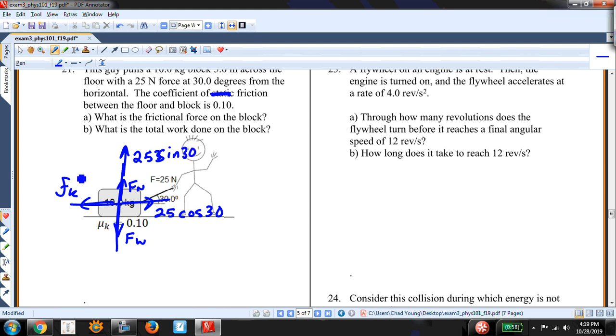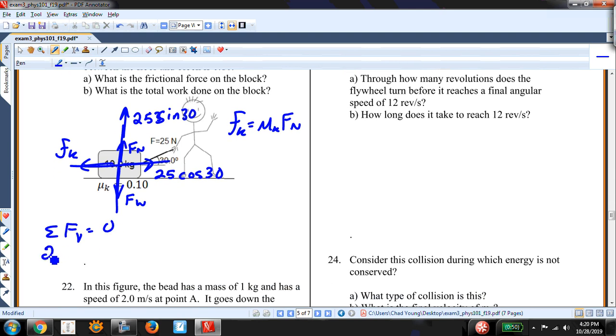In order to find the frictional force, I know that the frictional force, Fk, is equal to mu k times Fn. So for part A, I need to first find the normal force. To find the normal force, I look at these forces in the y direction. The sum of the forces in the y direction is equal to 0. That's 25 sine of 30 plus Fn minus Fw equals 0. And if I do that, I can find Fn, which equals Fw minus 25 sine of 30.